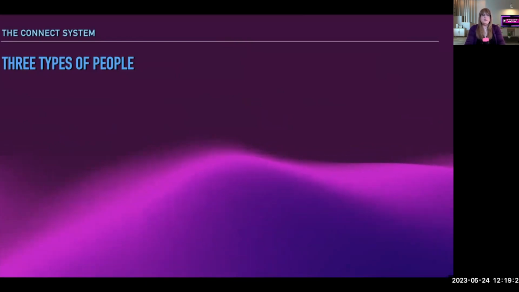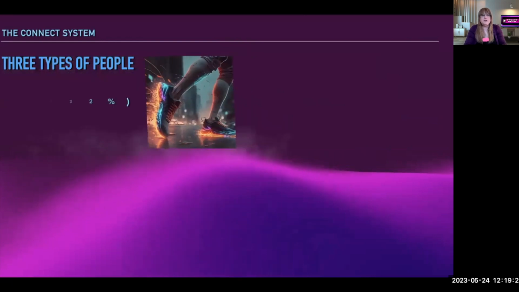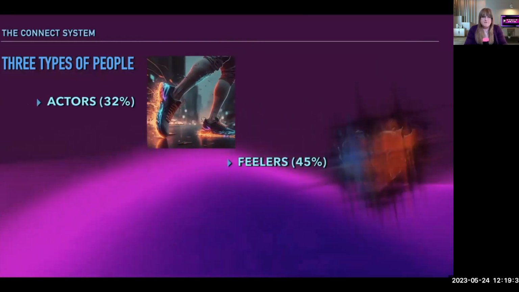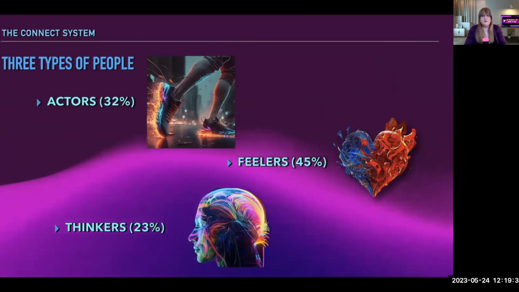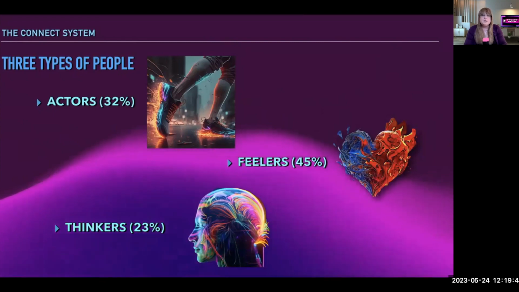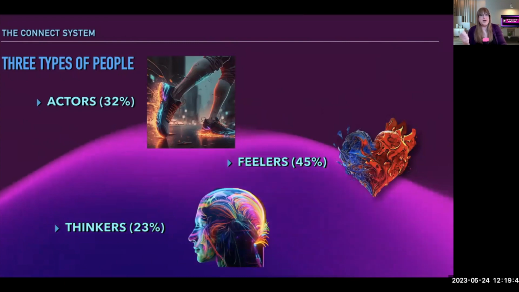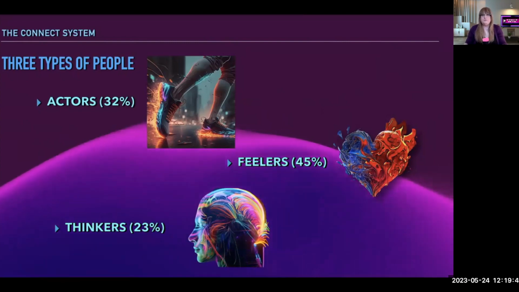So anyway, back to the Connect System. There are three types of people. There are people that act first, people that feel first, and people that think first. We call these actors, feelers, and thinkers. Today we're talking about the actors. 32% of people in the general population are actors. They're going to act first and then think or feel.